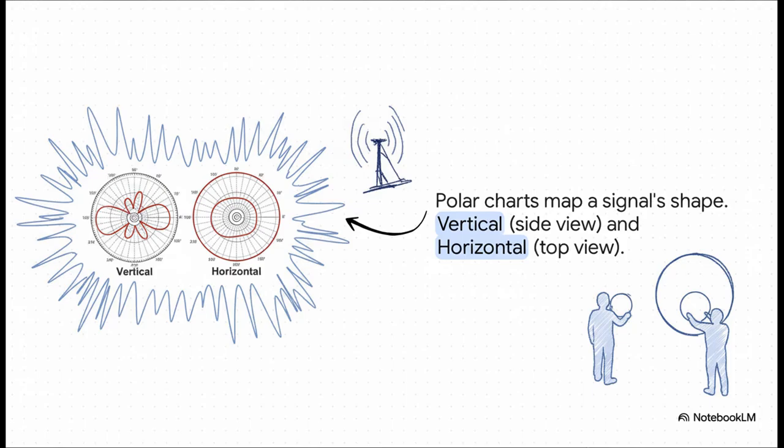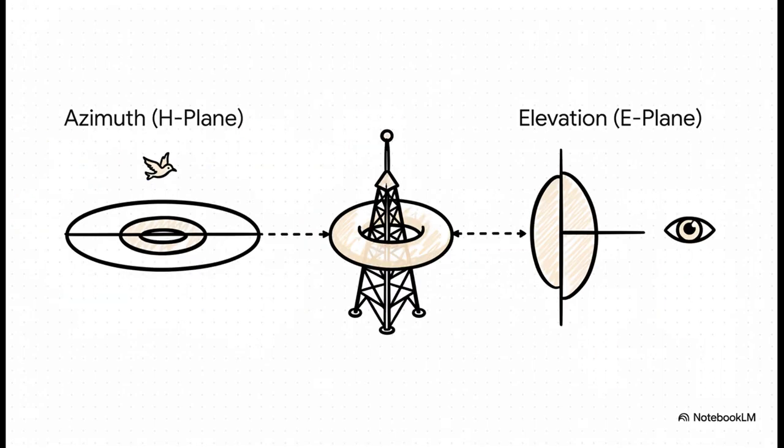And how do we see this focused shape? We use these things right here. They're called polar charts, and they're basically maps of the signal's energy pattern. We get to see it from two different angles, a side view, which is the vertical pattern, and a top-down view, the horizontal pattern. Just to make sure we're all on the same page, that top-down bird's eye view is called the azimuth. And the side view, which shows us how high or low the signal is going, that's the elevation. You put them both together, and you get a pretty good 3D idea of where that signal is headed.